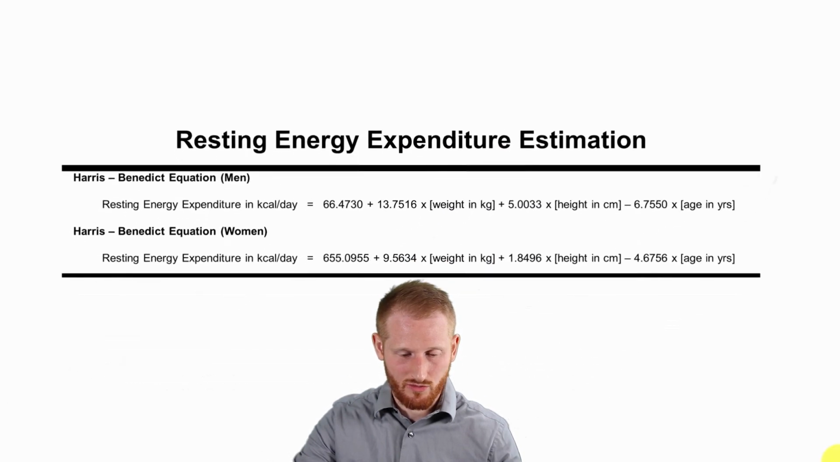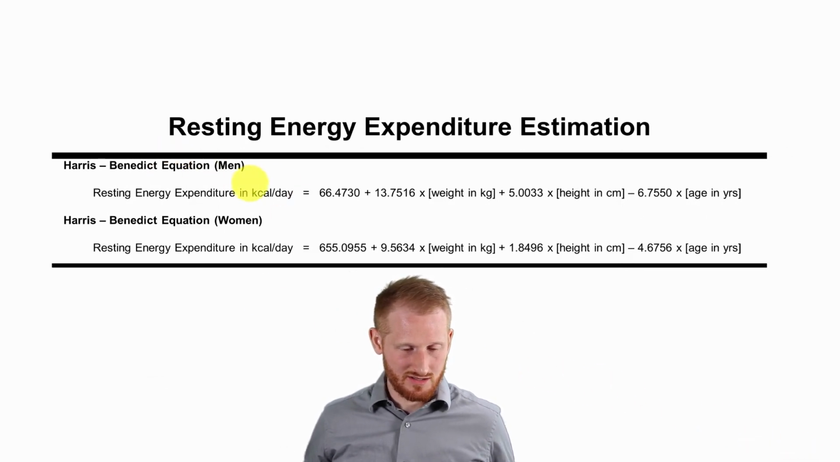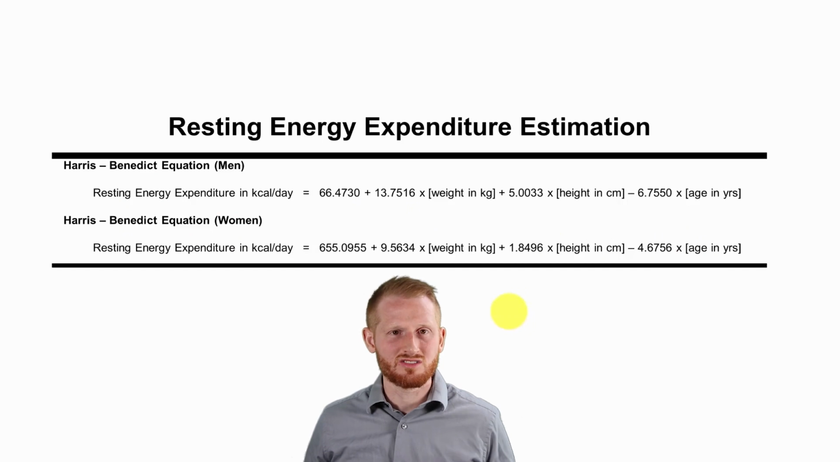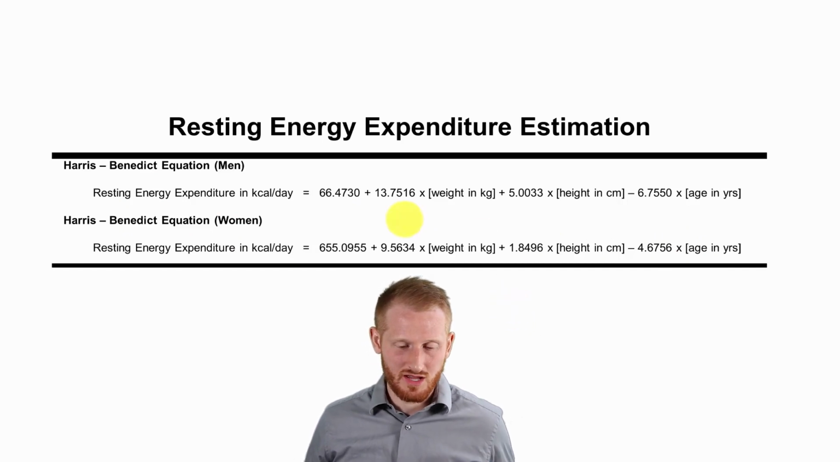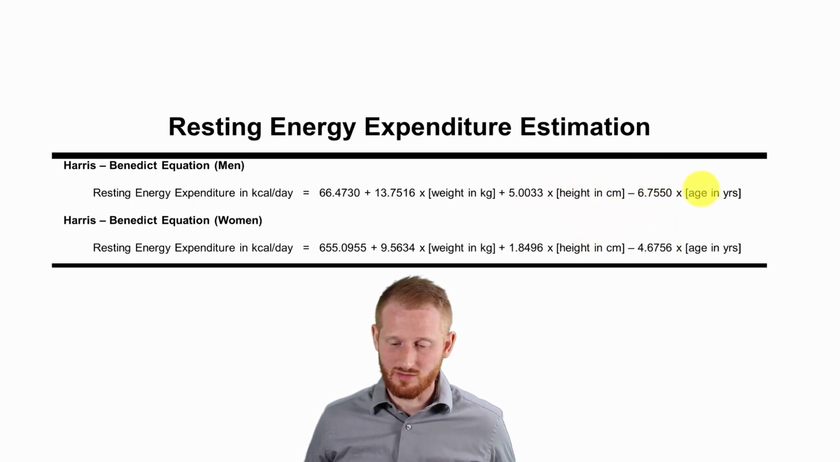There is an equation for men and there's another equation for women. Here is the men's equation on top, and here's the woman's equation on bottom. They're fairly similar in the way they're constructed. These are both forms of regression equations. So we have our y-intercepts, we have the constant values multiplied against the kilograms of their body weight or body mass. We have the constant values multiplied against their height in centimeters, and we have the constant values multiplied against their age in years.